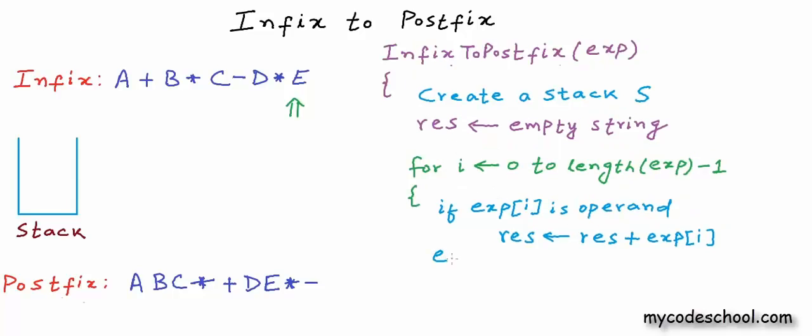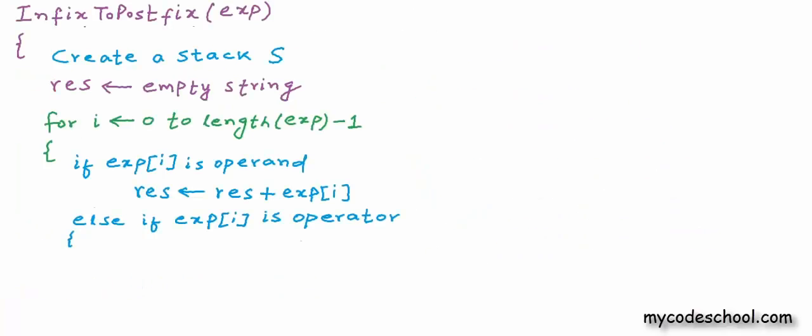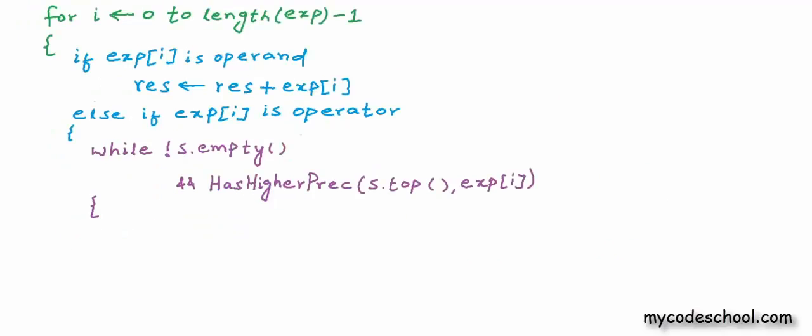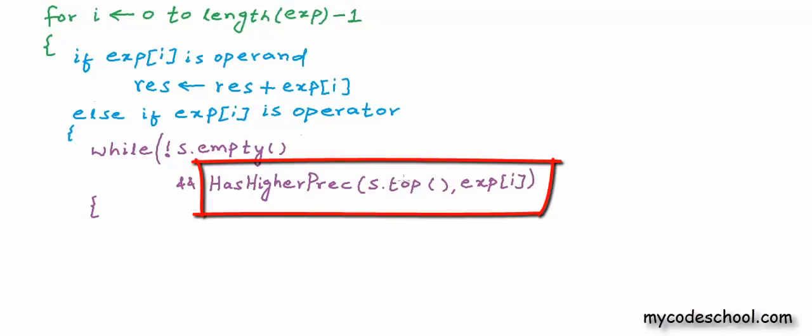Else, if expression[i] is an operator, we need to look for operators in the stack having higher precedence. So I'll say while the stack is not empty and the top of the stack has higher precedence, and let's say this function HasHigherPrecedence will take two arguments, two operators.